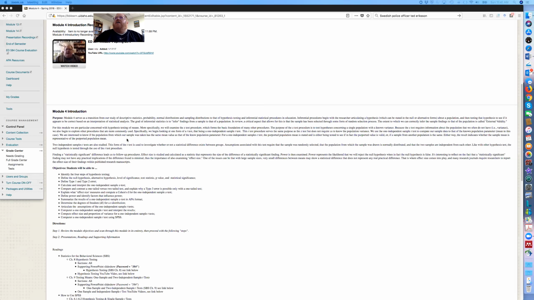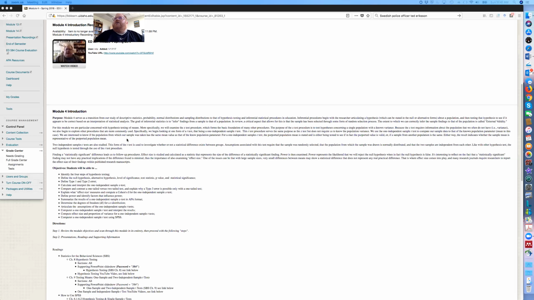Effect size is studied and calculated as a statistic that represents the size of the difference of a statistically significant finding. Power is then examined. Power represents the likelihood that we will reject the null hypothesis when in fact the null hypothesis is false. It's interesting to reflect on the fact that a statistically significant finding may not have any particular or practical implications if the difference found is minimal. Thus, the importance of also examining effect size.